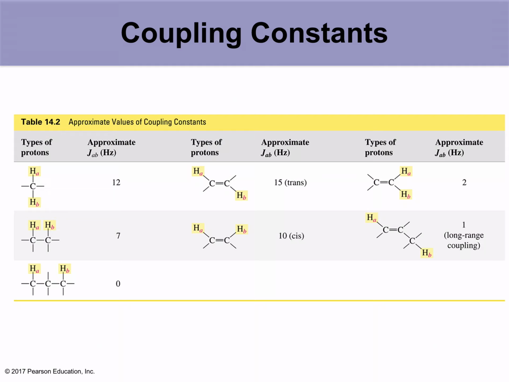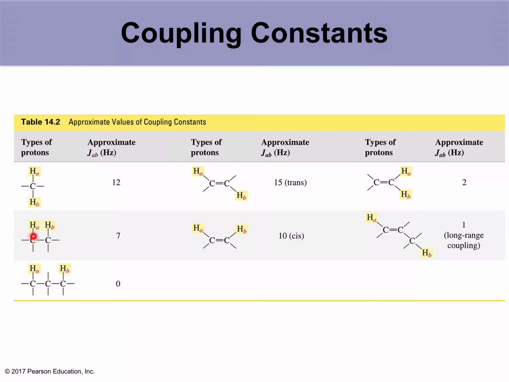These are some coupling constant values. Types of protons: if you have, on the same carbon, different hydrogens, HA is different than HB. On the same carbon, their coupling constant is approximately 12. If you have two hydrogens on an alkene as trans hydrogens, they experience higher coupling constants, about 15. And if it is a cis one, the cis hydrogen coupling constant is about 10.